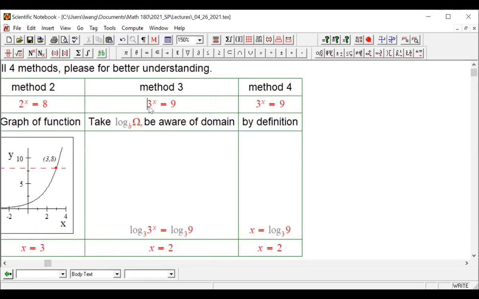Okay, so then this is 2 to the power of x equals 8. We take a logarithm. You can take a logarithm of any base. What base did you take logarithm with? I think Bailey took base two, right? Then you get x equals what? 3. By definition, this is log base 2 of 8, and x equals 3.